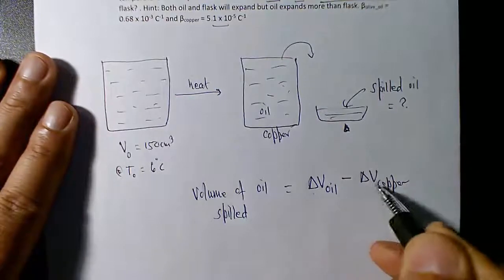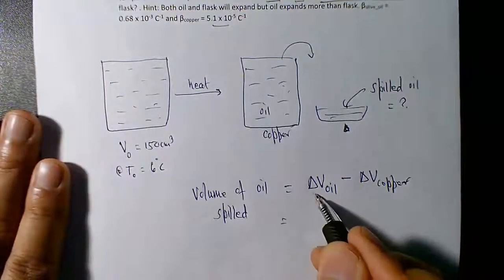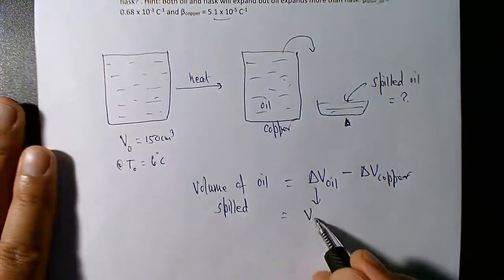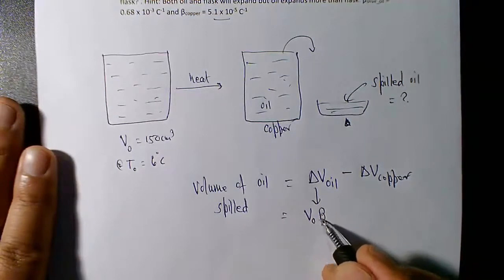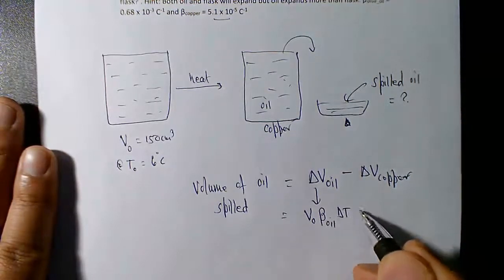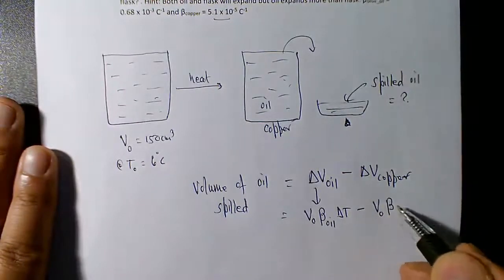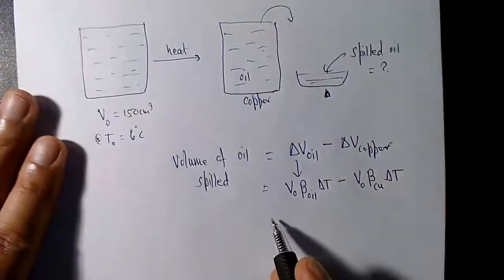That's it. The difference has to be the extra volume of oil spilled. That's the main idea. So delta V from our volume expansion: the initial volume is the same for both, beta of oil and delta T are the same for both, and the initial volume is the same. Beta of the copper and delta T, delta T is also the same, and that's it.